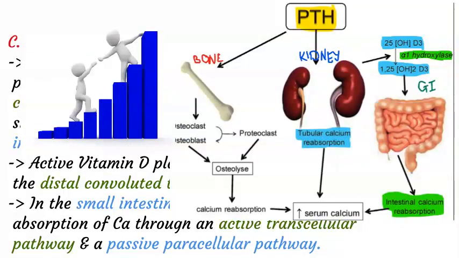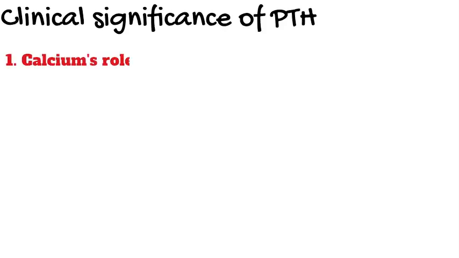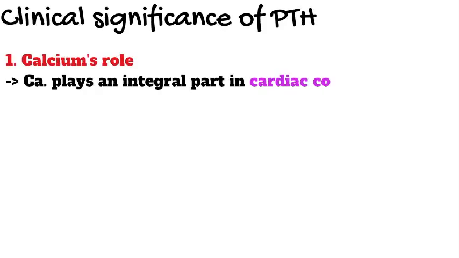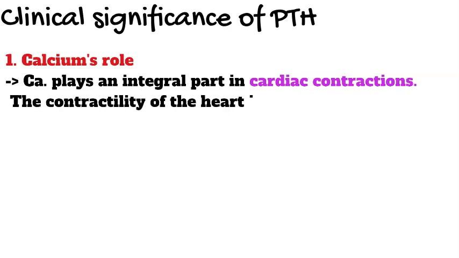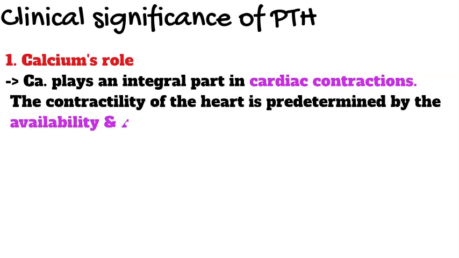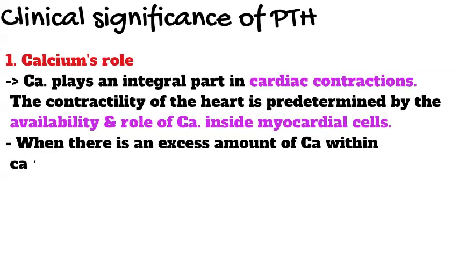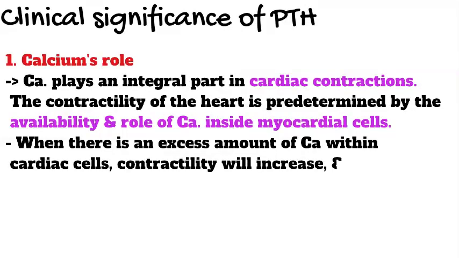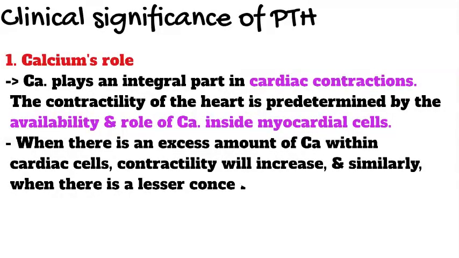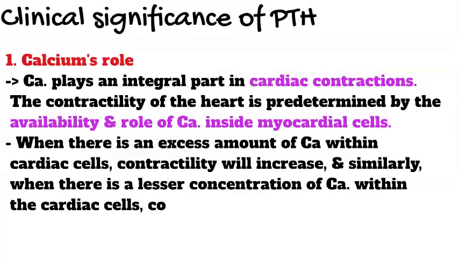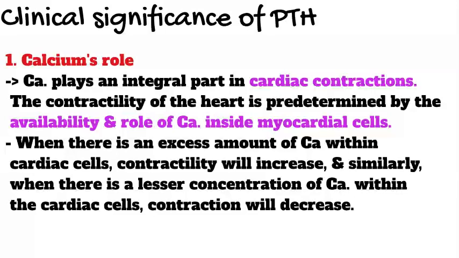Okay, everyone? The clinical significance of parathyroid hormone. One, calcium's role. Calcium plays an integral part in cardiac contraction. The contractility of the heart is determined by the availability and role of calcium inside the myocardial cells. When there is an excess amount of calcium within the cardiac cells, contractility will increase. Similarly, when there is a lesser concentration of calcium within the cardiac cells, the contraction will decrease.